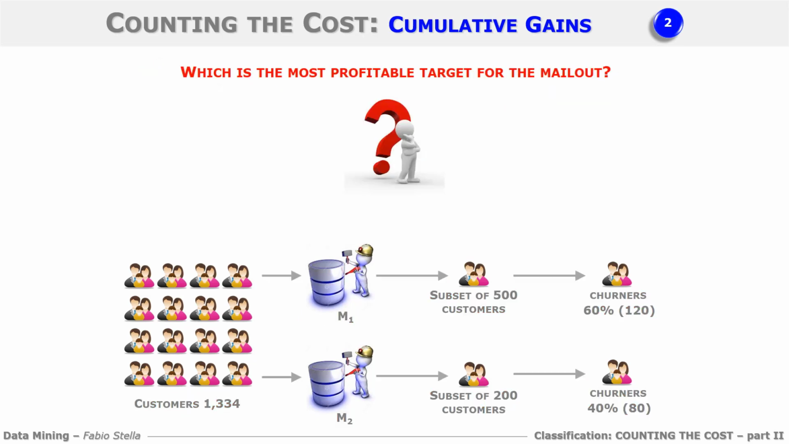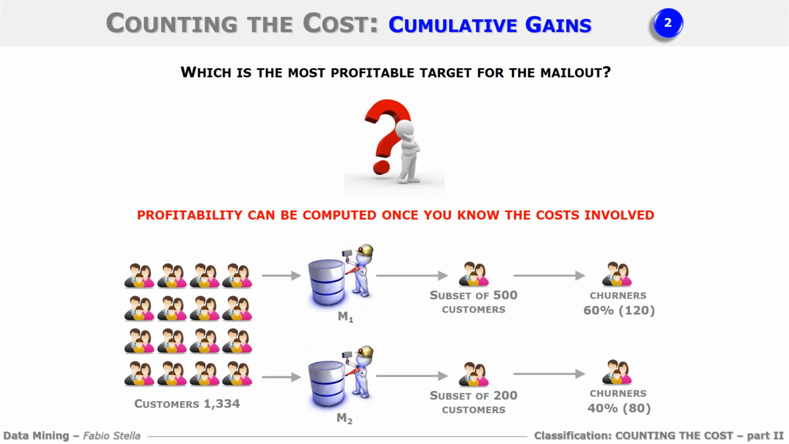According to what we have just introduced and commented, you are in the following situation. If you apply the classification model capital M1, then you will select a subset of 500 customers, while if you apply the classification model capital M2, you will select a subset consisting of 200 customers, and in particular, these two subsets will include different customers. Therefore, you are left with the following question. Which is the most profitable target for the mail-out?